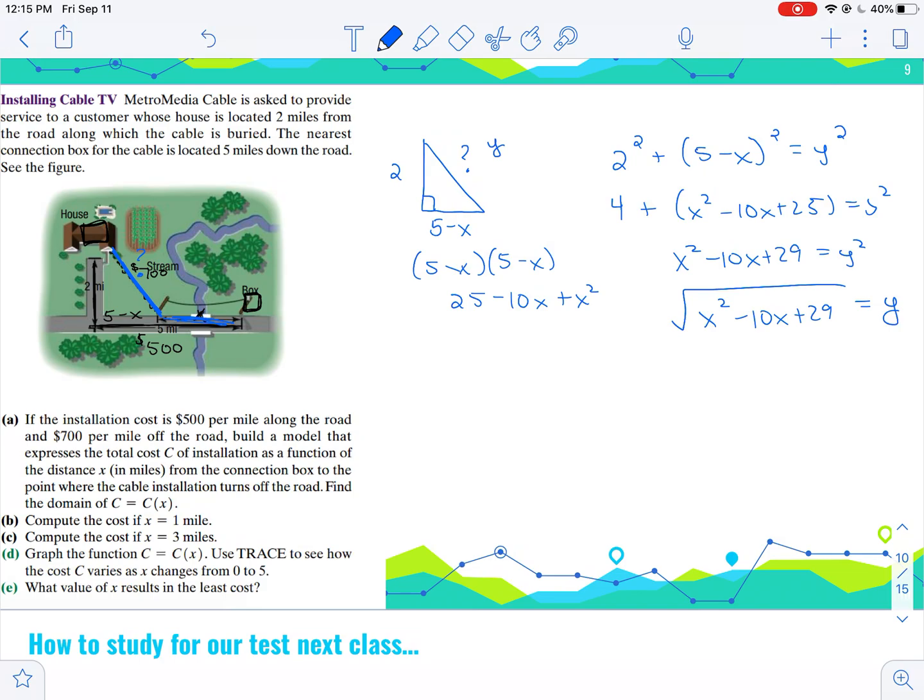And I only want the positive version because I'm talking about the length. So that length right here is going to be the square root of x squared minus 10x plus 29, just using the Pythagorean theorem. And then it needs to go this distance right here, and that distance they called x. So the total distance that my new wire needs to travel is the square root of x squared minus 10x plus 29. So that's distance 1. And then it also needs to travel x.